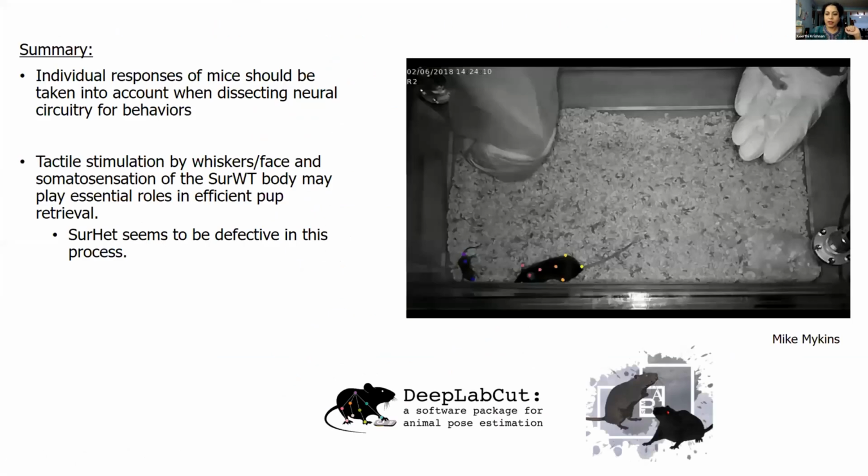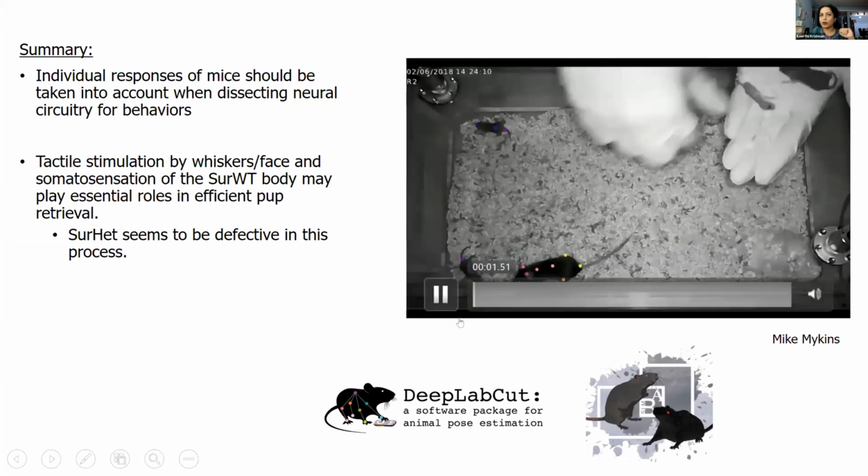Okay, so in conclusion, it's important to take the individual behavioral responses over time into account. Individual animals, definitely, but per day is also very important for this. And according to the sequence analysis, we would actually say that's true for time as well during the assay. Tactile stimulation by whiskers, face, and somatosensation is very important for this behavior. This has been shown in wild-type animals, mostly rats, in the 1960s and 1990s.